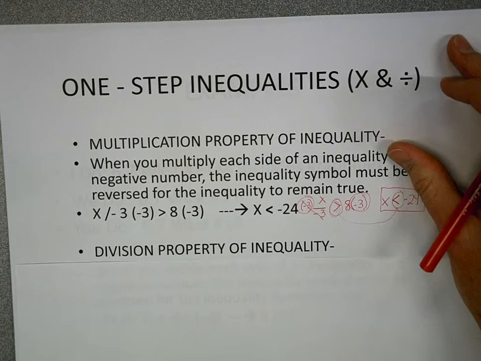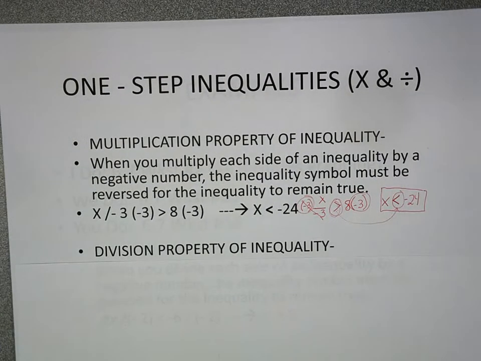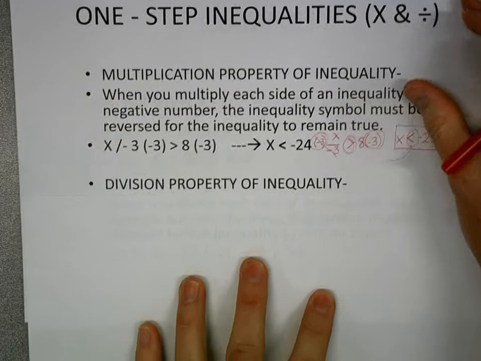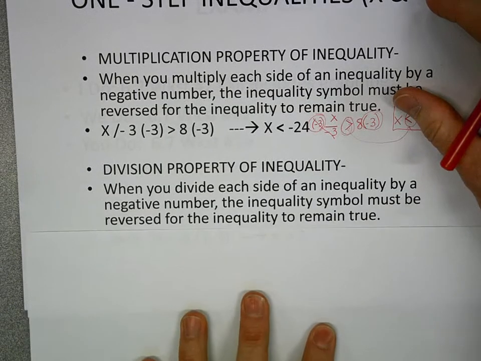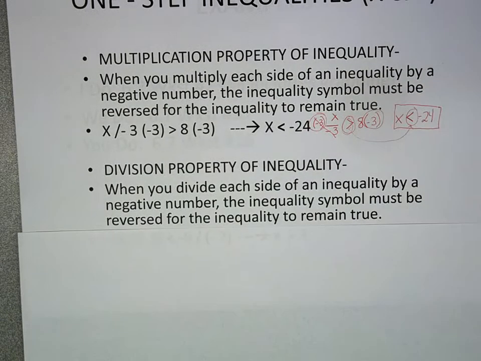Let's go to our next one. The division property of inequality. Everyone? This is almost the exact same idea. It says when you divide each side of an inequality by a negative number, the inequality symbol must be reversed for the inequality to remain true.